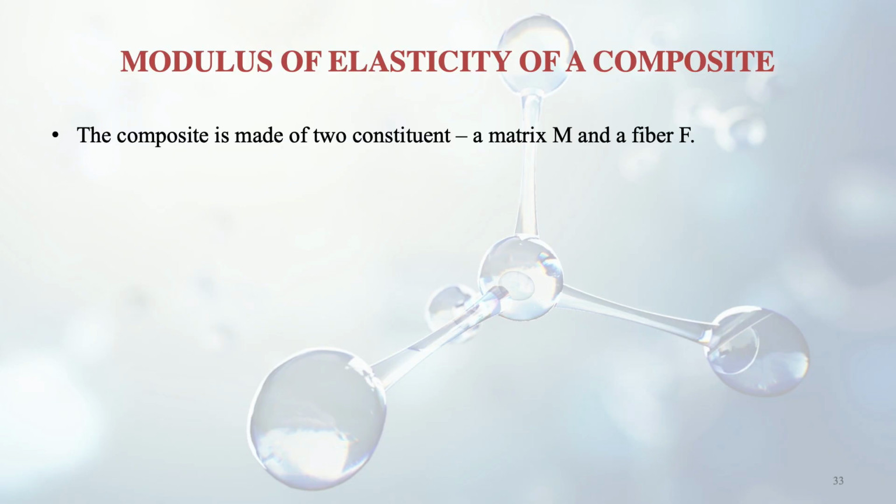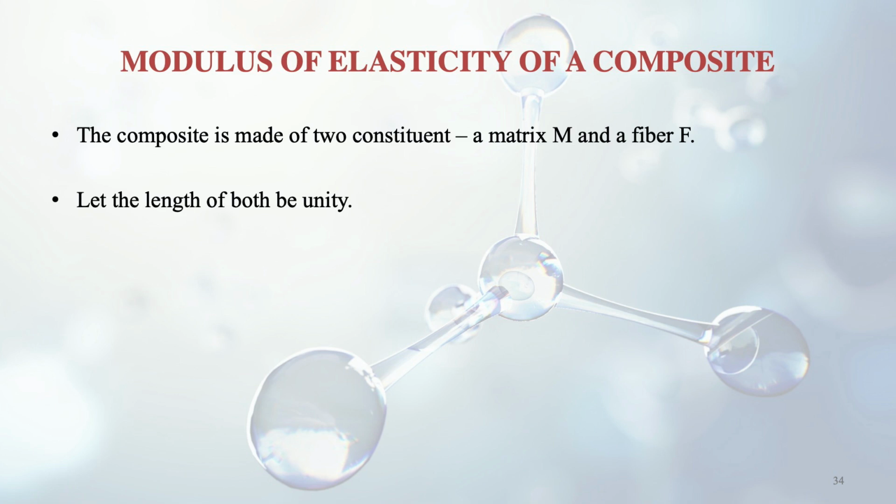So now we will try to know about the modulus of elasticity of a composite. We have learnt what a composite is. Now what is the modulus of elasticity of a composite? So a composite is basically made of two constituents. One is the matrix, represented by the capital M, and the other one is the fiber, represented by the capital F. And suppose that the length of both these is 1, that is unity. We are just assuming that.